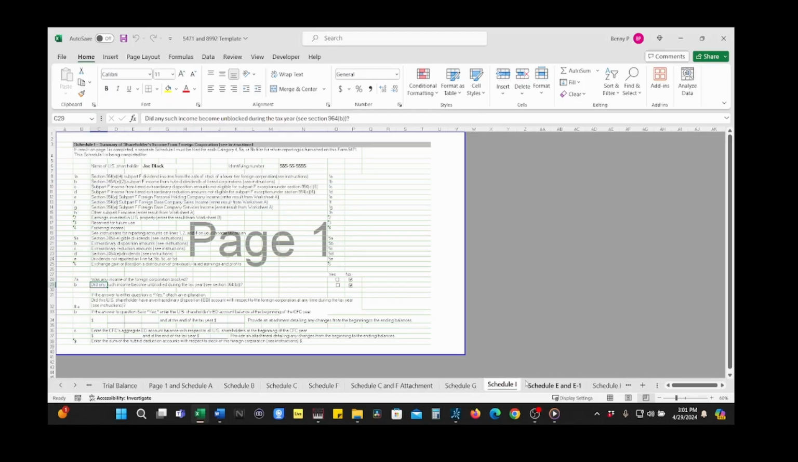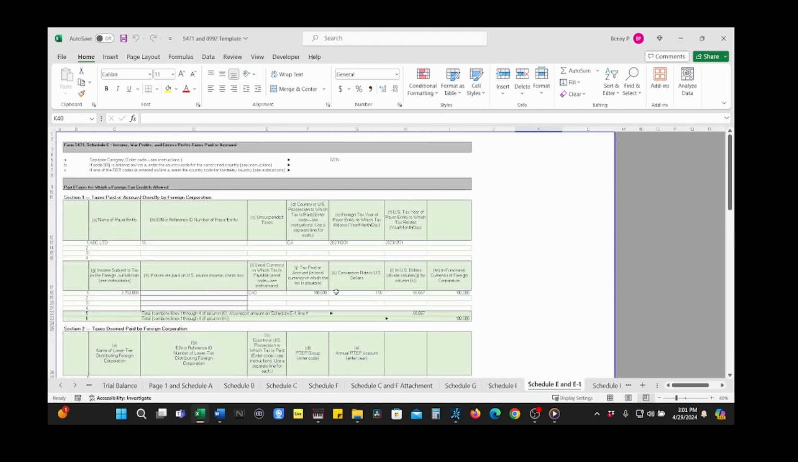Moving on to Schedule E and E1, here you're going to put the income taxes paid by the foreign corporation. The columns are pretty straightforward, but one thing you need to be mindful of is column G, where the IRS has released regulations addressing the different income tax base of the foreign jurisdiction against the U.S., meaning there could be a difference between the amount that is taxable in the foreign country versus what is taxable under U.S.